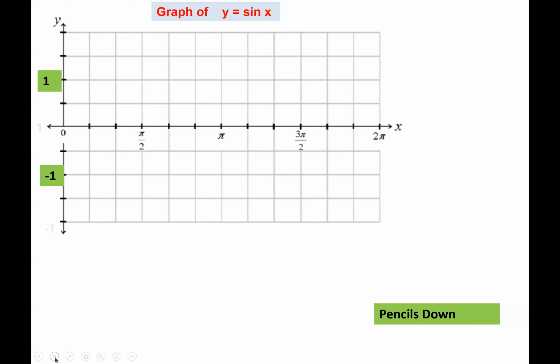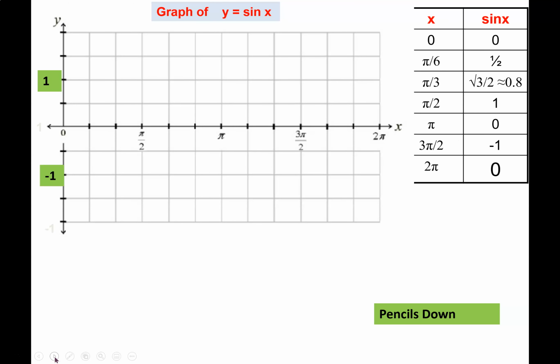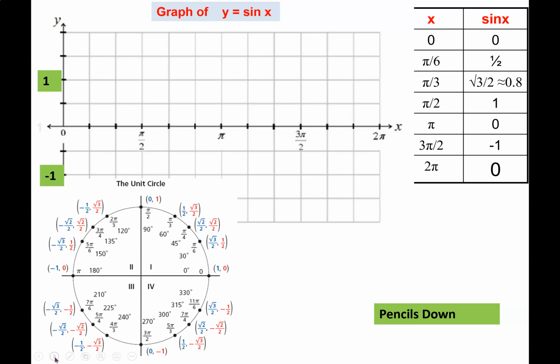So you have a graph ready to go with your x and y axis, or your theta axis. You have your x and sine of x, so the output table. Where are these numbers coming from? Great question. If we look at our unit circle, notice that we have 0, 0, which is right here. If I asked you what the sine of 0 is, you would say it's going to be 0. Remember, it's x comma y, cosine and sine. So our y coordinate is going to be sine.